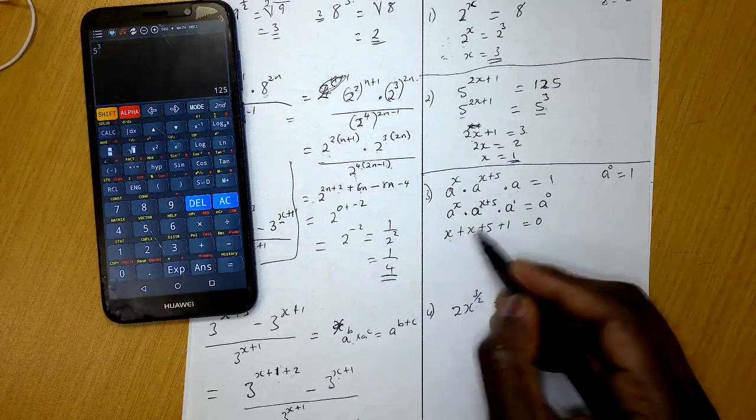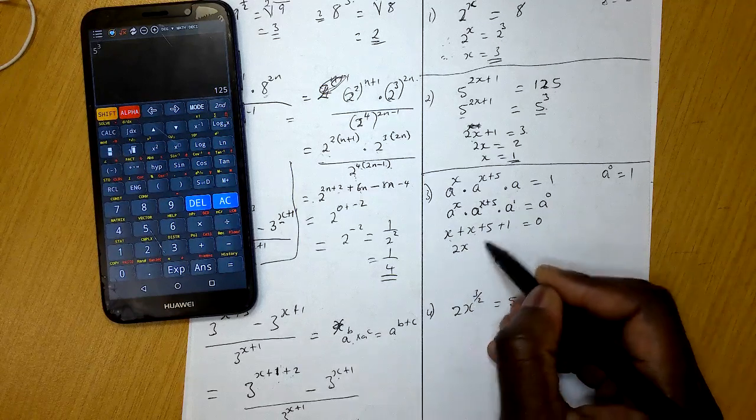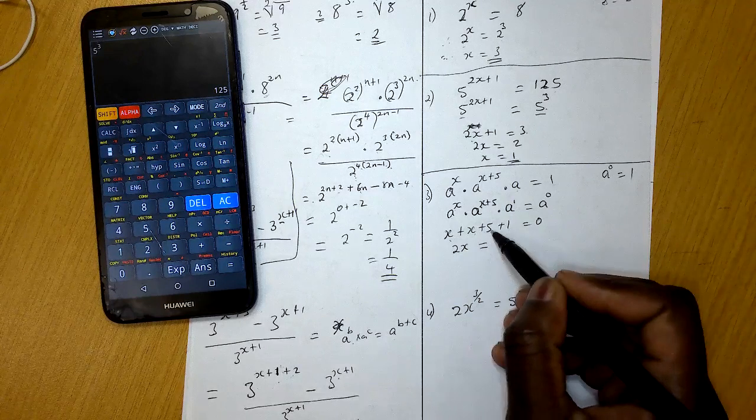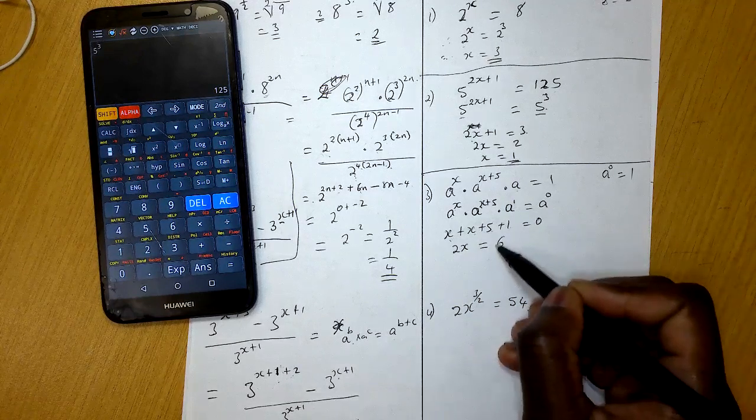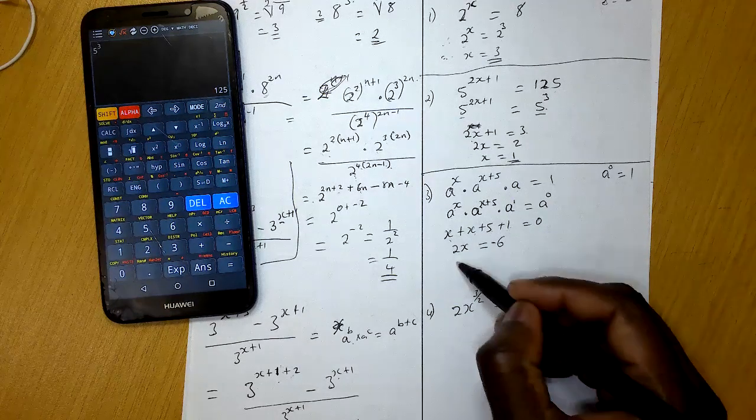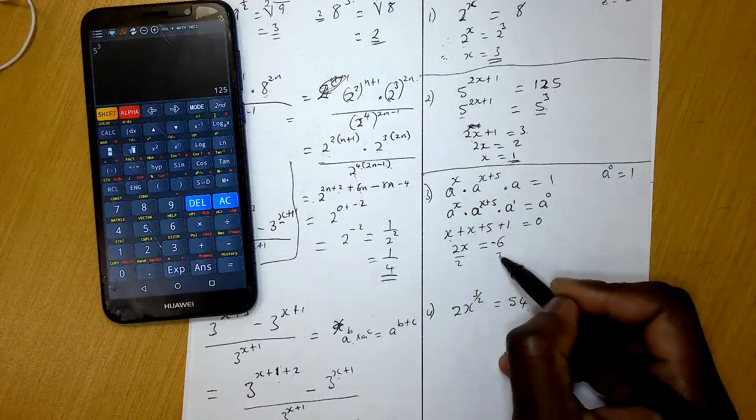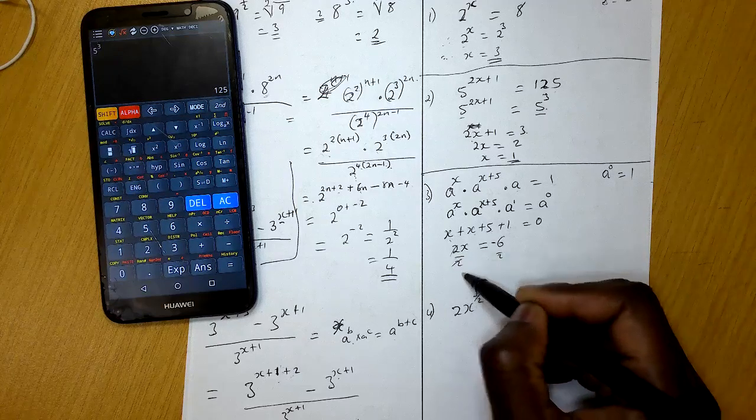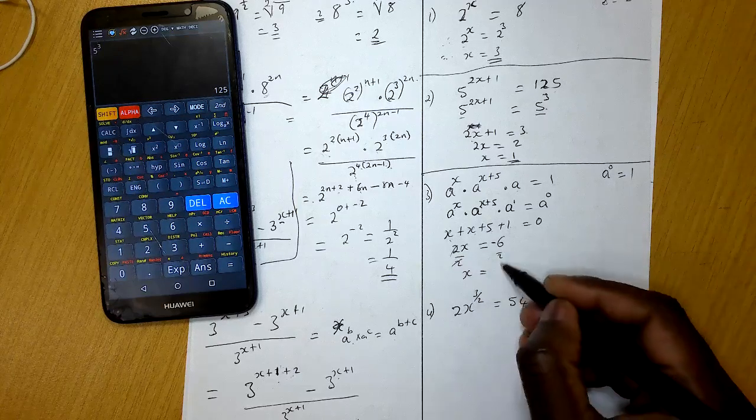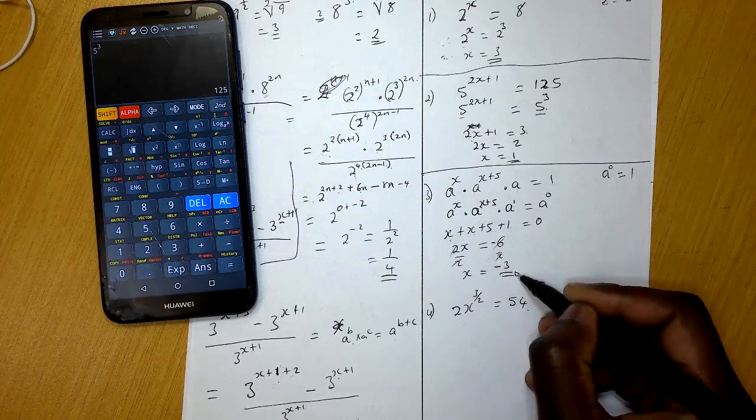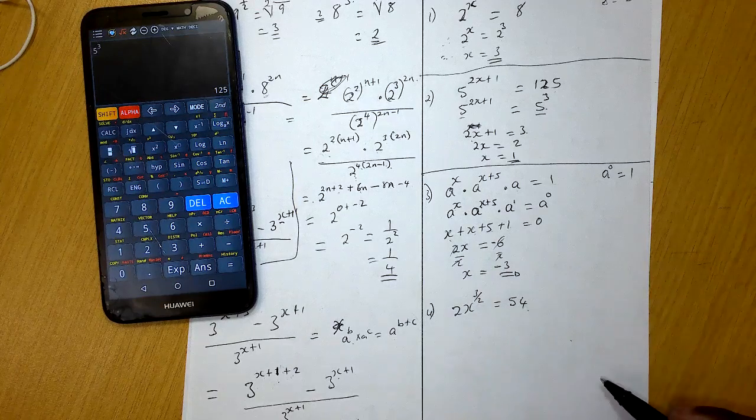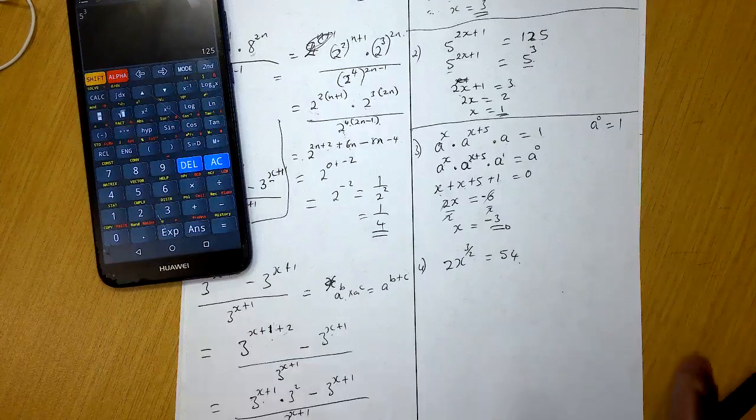Now it's going to be 2x. We can just transfer these ones. 5 plus 1 is 6. It's going to be equal to negative 6. Then we divide by 2 on both sides. x is going to be negative 6 divided by 2, which gives you negative 3. That's your final answer. You understand here. Now, let's check something else again.